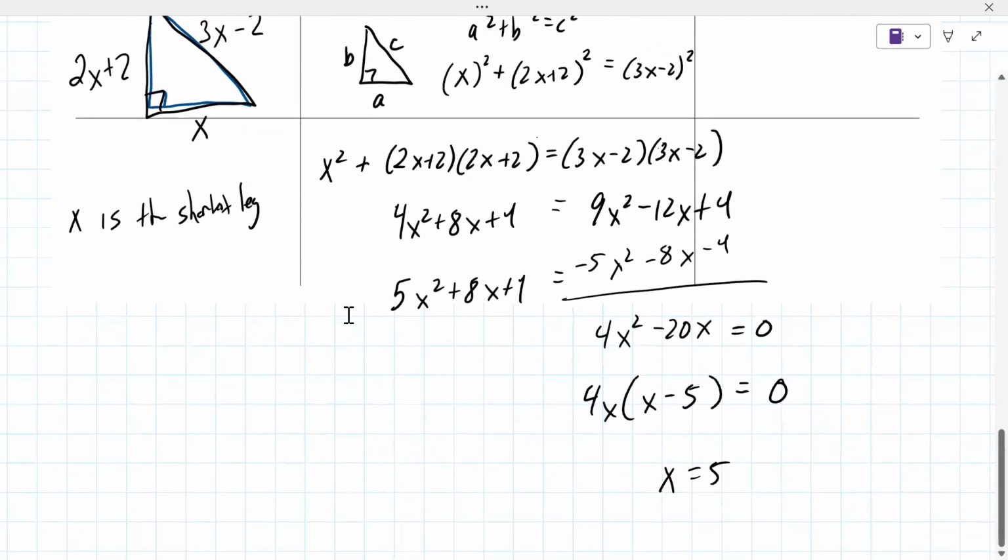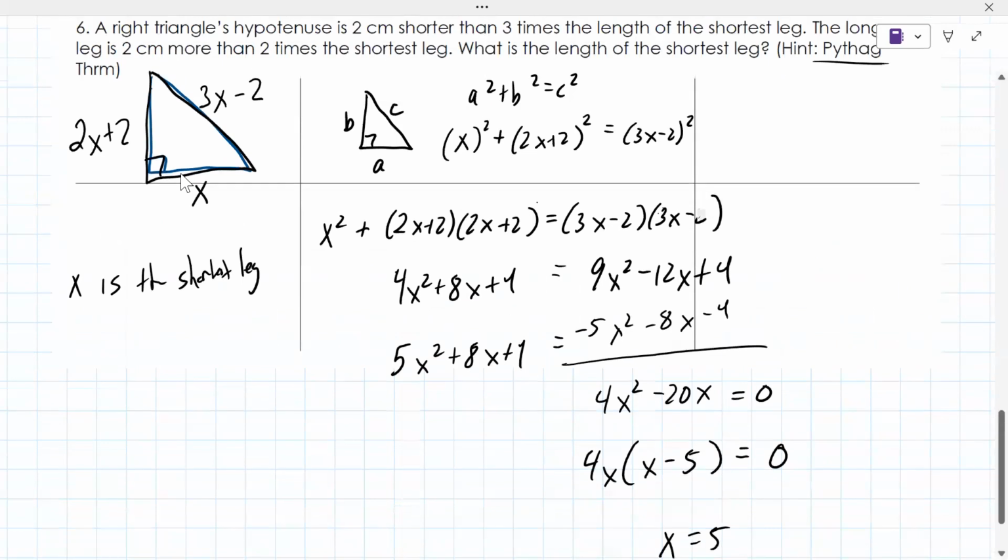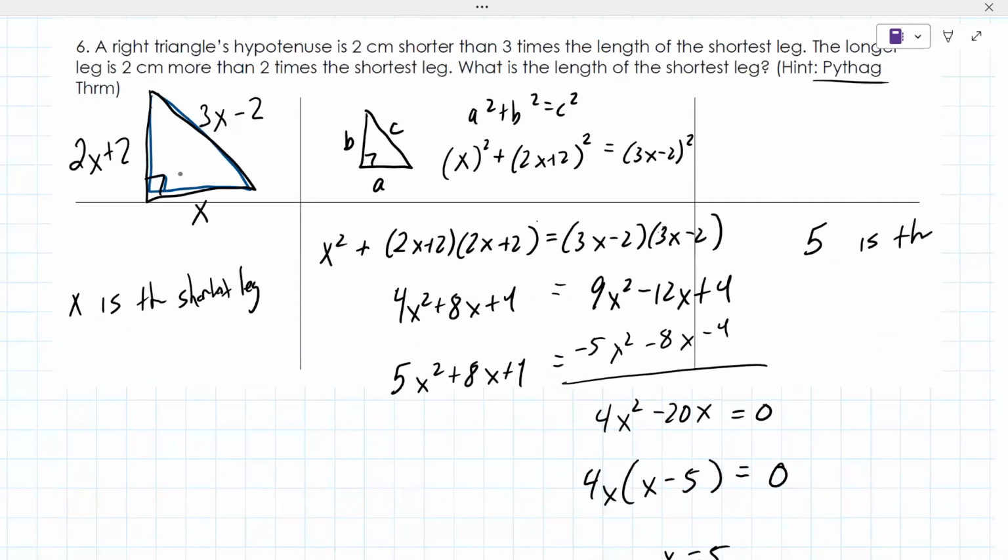Now, you've got to be careful that you actually give what it's asking for. It's asking for the shortest leg, which is x. So you could say 5 is the length of the shortest leg, but it might ask for the long leg. Then you'd have to do 2 times 5 plus 2, and then the hypotenuse 3 times 5 minus 2. You could be asked for any of them. Got it. Just basically answering the last part of the question, where it says, what is the length of... Yeah, but it could ask for anything, really, or the perimeter, or the area.